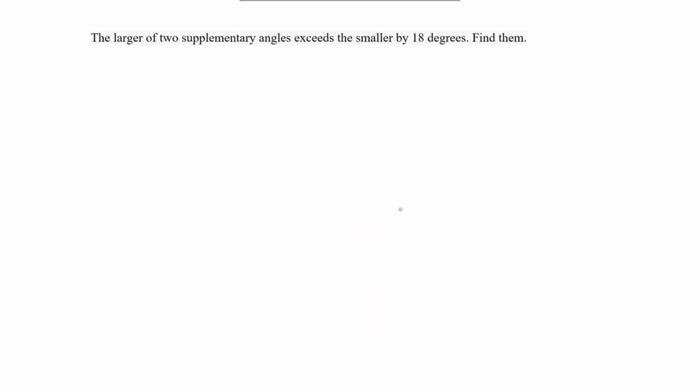The next question is: the larger of two supplementary angles exceeds the smaller one by 18 degrees, then find those angles. Here he is speaking about supplementary angles. In supplementary angles, one will definitely be a bigger angle and one a smaller angle, because he is speaking about exceeding. So let the larger angle be x and the smaller angle be y. Supplementary means the sum of the two angles is 180 degrees. So the first equation will be x plus y equals 180 degrees.